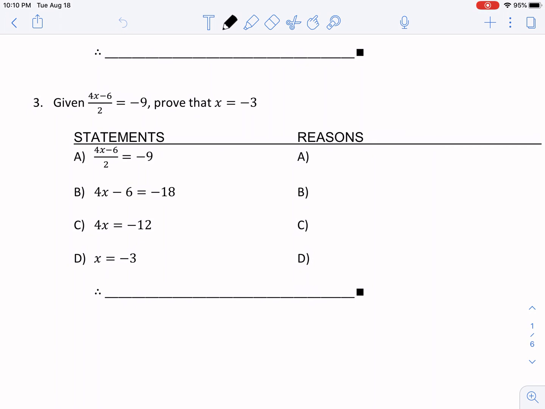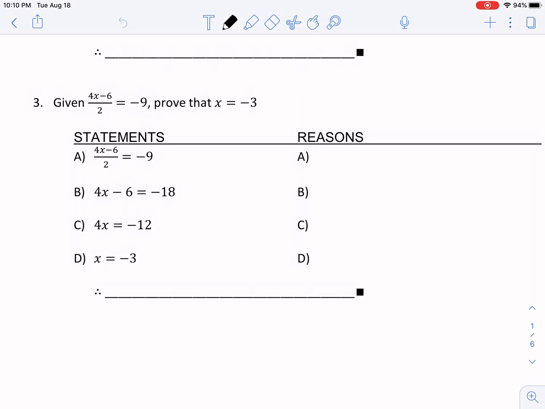And the idea behind this is we're given some kind of a statement. In this case, we're given 4x minus 6 divided by 2 equals a negative 9. And we want to prove that, therefore, x equals a negative 3. Okay? Now, not always, but in some of these examples, they may list the statements for you. There are times where you're going to have to solve it yourself, and you'll have to provide the reasons as well. But in this case, they do provide us the statements, and we just need to provide the reasons behind each statement.